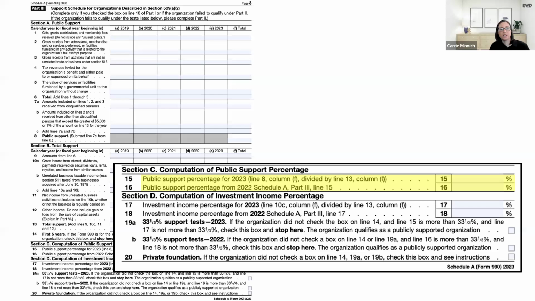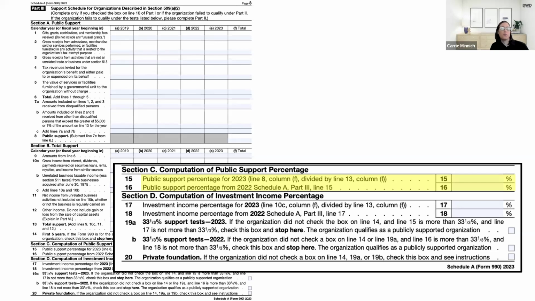If you look at that percentage and it is decreasing, like let's say one year it was 90, then it went down to 80, then it went down to 60, you probably need to look into that. There's a question, what's going on here? Why are we decreasing that percentage? And we need to make sure that it doesn't go down below 33 1/3%.